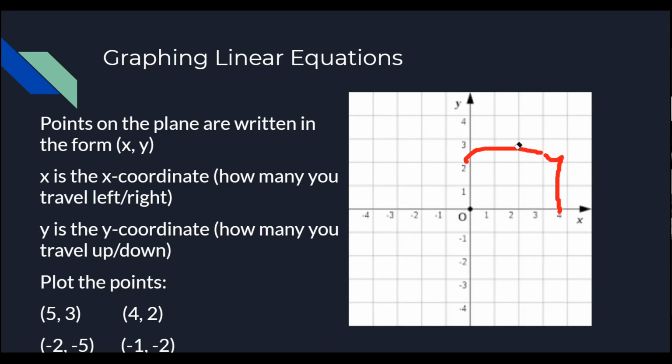Make sense to everyone? How about (-2, -5)? Aiden? So I'll graph this. Yeah, (-2, -5), that point. So I can annotate it though, right? So (-2, -5) should be about right here.